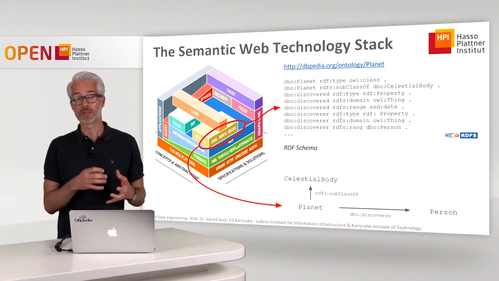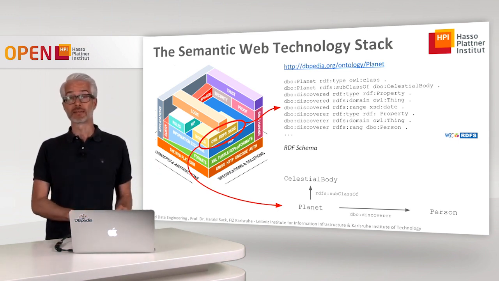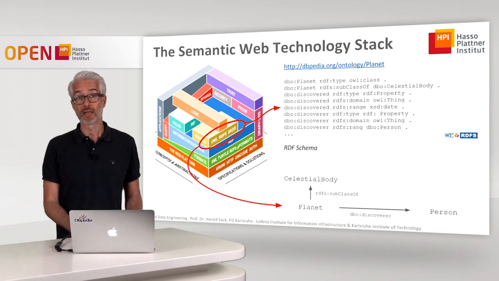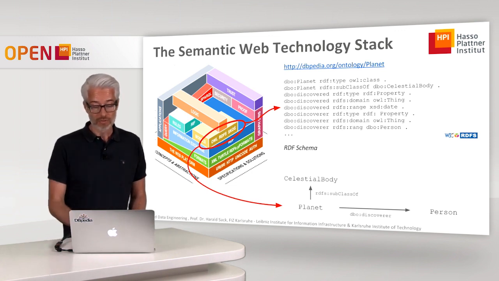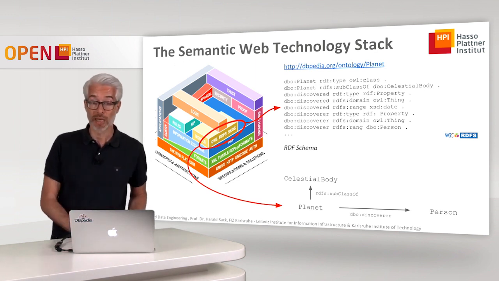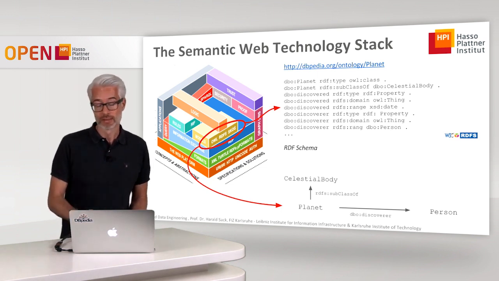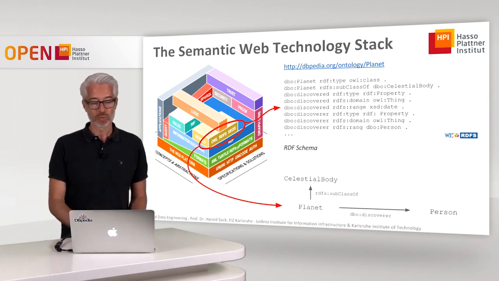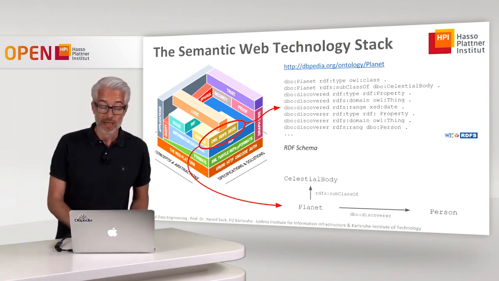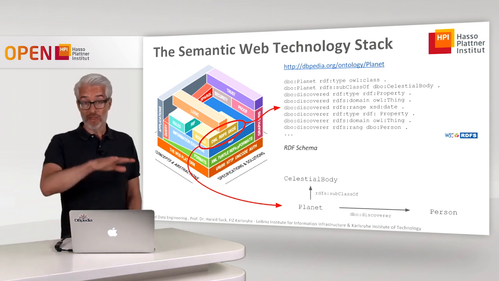So this is a kind of schema language which is used to create classes, to create relations between classes and stuff like that. And then you can, for example, express simple facts like that. For example, that you say the class planet is a subclass of celestial body, and the class planet usually has a discoverer, which is a person. So this is simple knowledge which can be expressed with the help of RDFS.